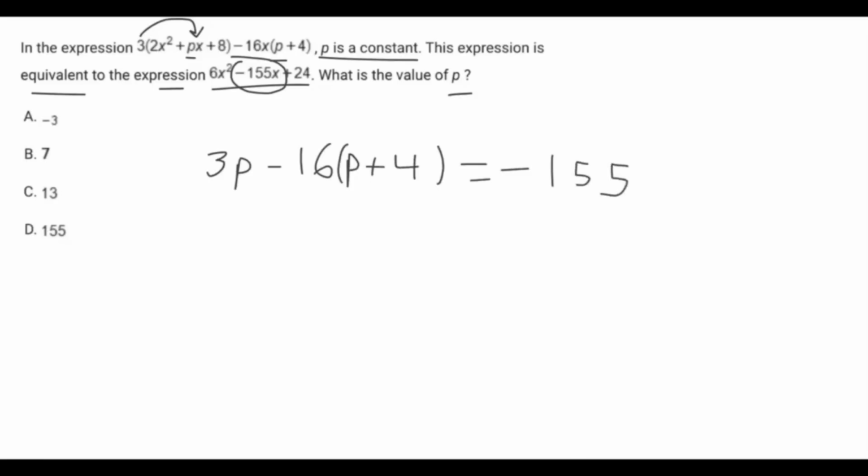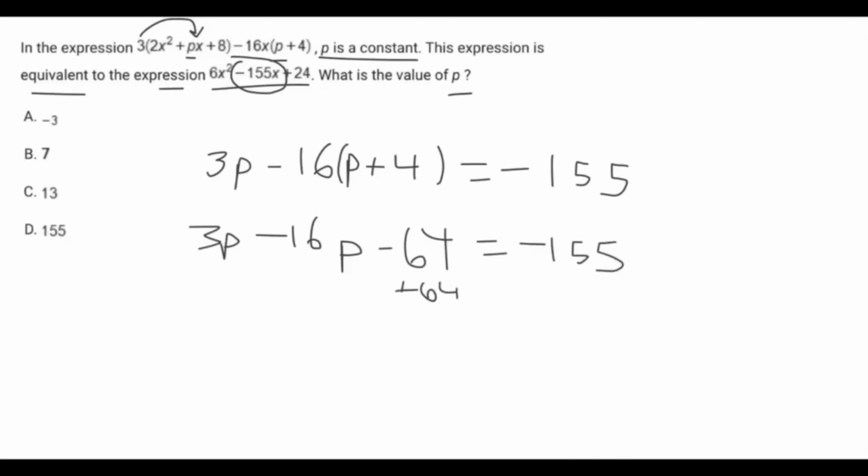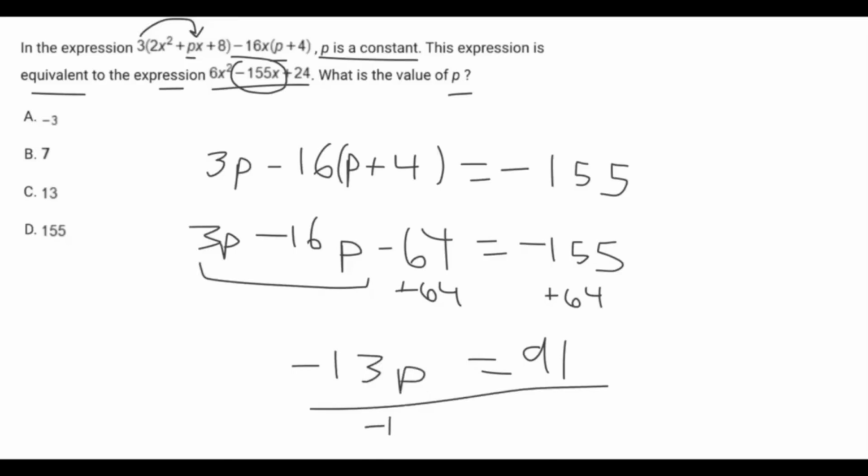All right, let's just do some distributive property. So negative 16 times p, negative 16p. Okay, negative 16 times positive 4 is just negative 64. And then we have 3p on this side. And this is equivalent to negative 155. And let's just do some simple algebra, right? We add 64 on both sides. And that will give us negative 91 on this side. And so now we're left with 3p minus 16p on the left side. And that will give us negative 13p. All right, and we can divide by negative 13.